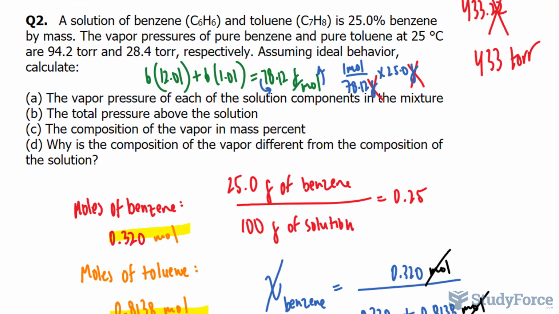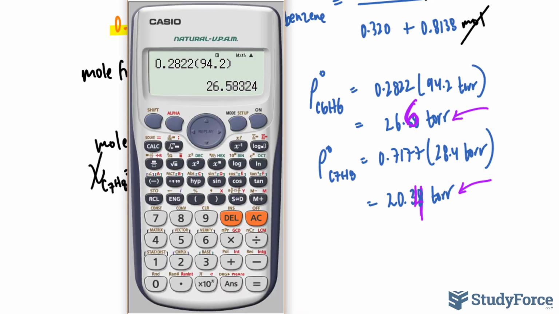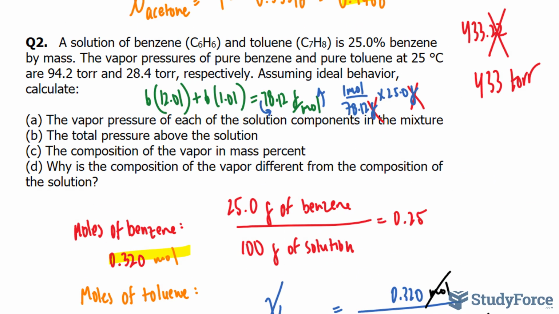To get the total pressure, as we did in question number 1, we add these two numbers together. So the number on your screen plus 20.34 rounded to 3 significant figures is 46.9. Those were the answers to A. Question C asks the composition of the vapor in mass percent. This is something new to us. We haven't done this in question 1.